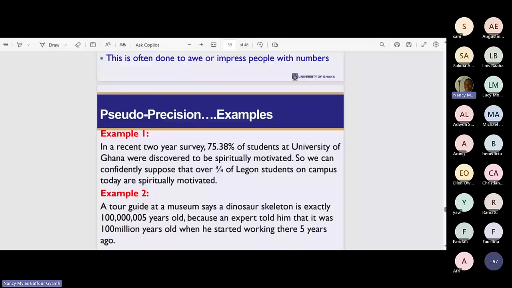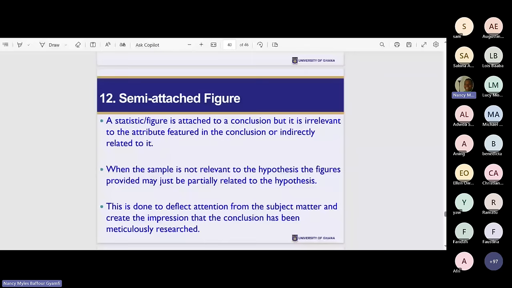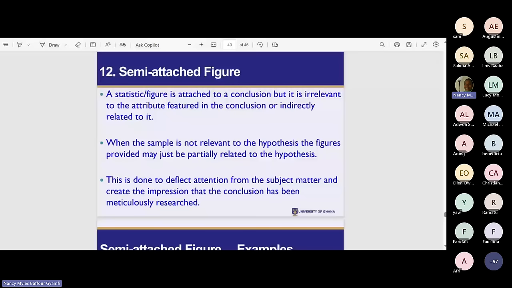You have gone and said you have measured people who are spiritually motivated. By what standard? University of Ghana students. So it's pseudo precision. It is a mystification with maths. We are using the maths to silence us, so we accept it without question. Critical minds, our eyes don't close. We won't budge. Manipulating data. Okay. Now the brother of that is semi-attached figures, but they are not exactly the same.